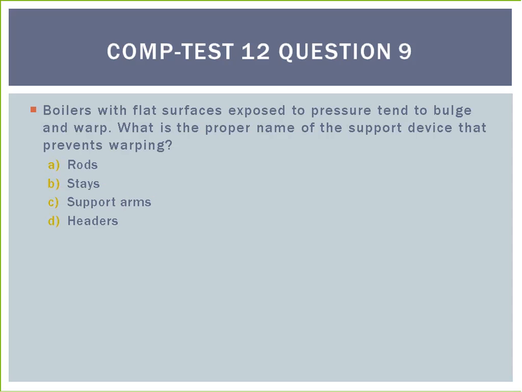Comp Test 12, question number 9. Boilers with flat surfaces exposed to pressure tend to bulge and warp. What is the proper name of the support device that prevents warping? Is it A. Rods, B. Stays, C. Support arms, D. Headers?